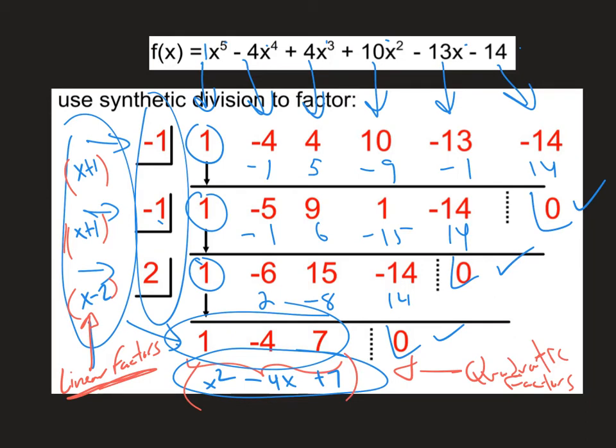So now we're going to move on to breaking apart x squared minus 4x plus 7, which we can already see has no factors of 7 that add up to negative 4. I don't think that's going to work out very nicely. I think we're going to need the quadratic formula.